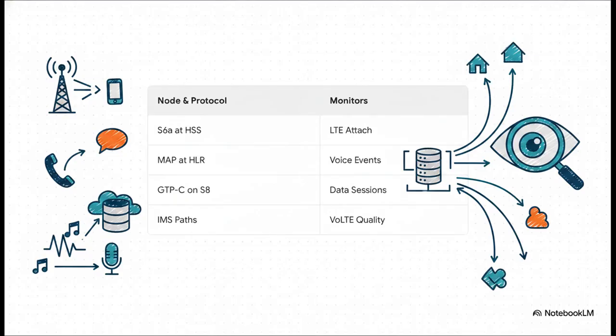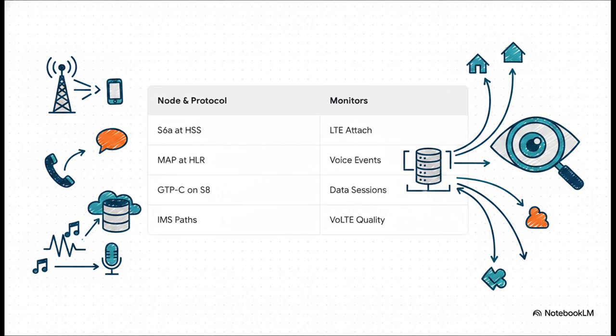To actually figure out if a partner is failing, the home operator basically has to act like a detective sitting at headquarters, and they use a tool called passive analytics to do it. Essentially, this means watching the natural signaling that flows back to the home network across some very specific protocols. Think of these like security checkpoints. You've got Diameter S6a at the HSS. That's basically the bouncer checking your ID to let you onto the LTE network.